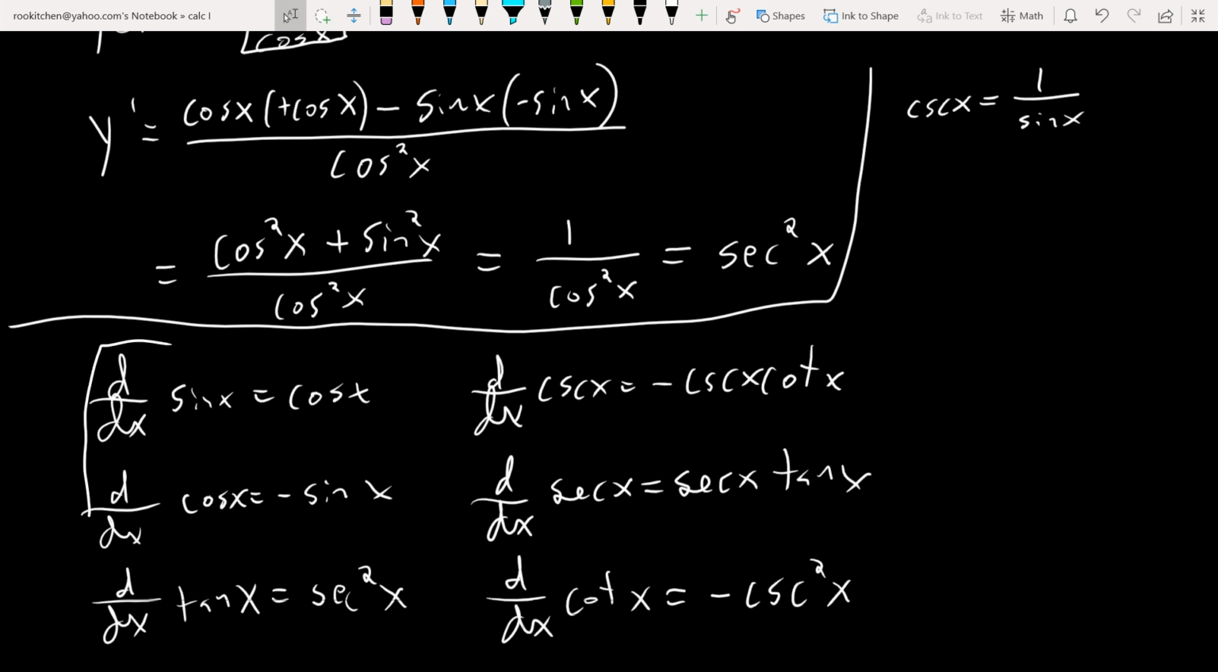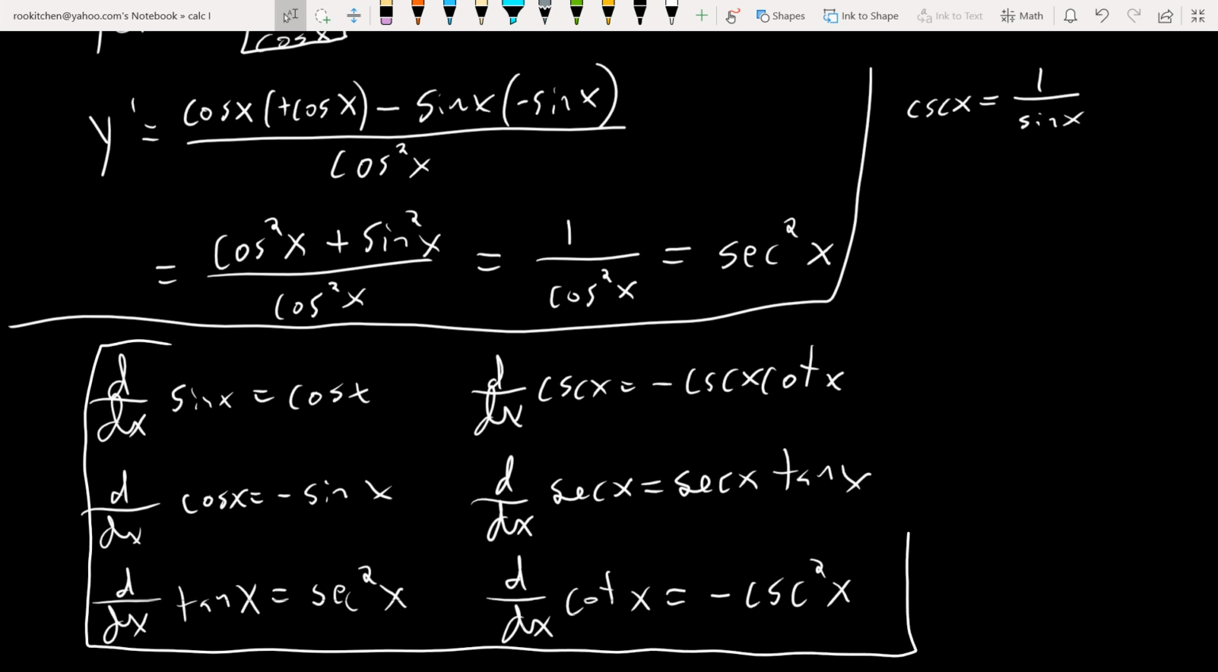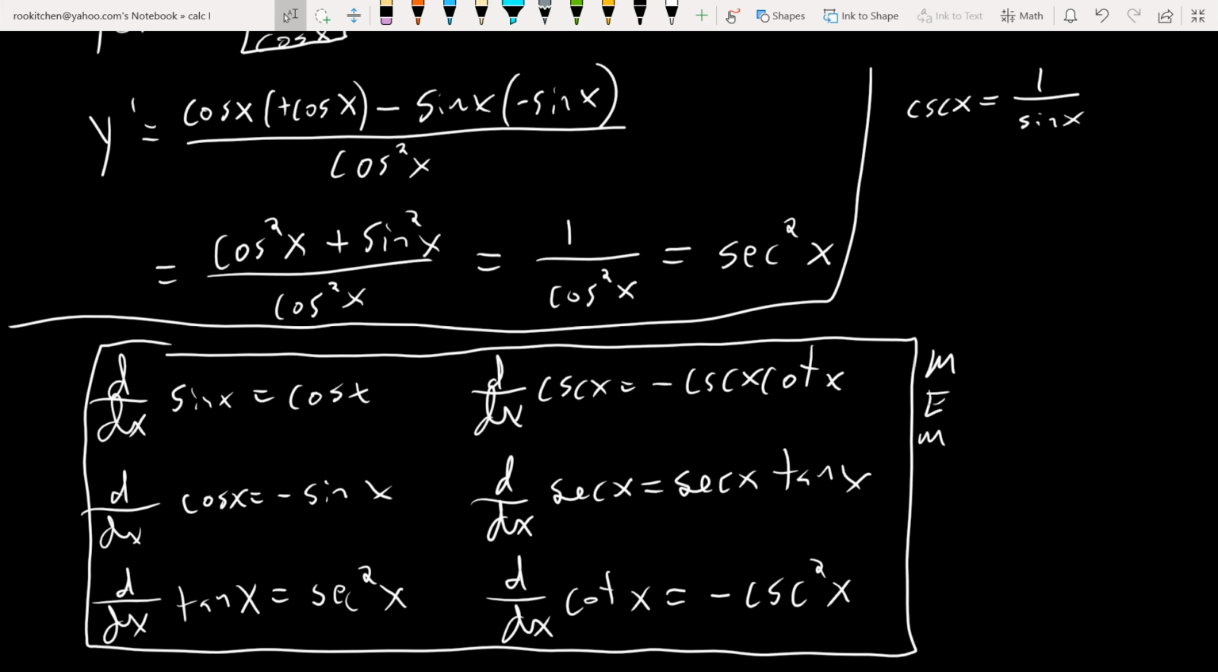Okay, you have to have these memorized. There is no way you're getting out the door without memorizing these. Okay, memorize. If you got to make note cards, you're making note cards. You do what gets the job done.